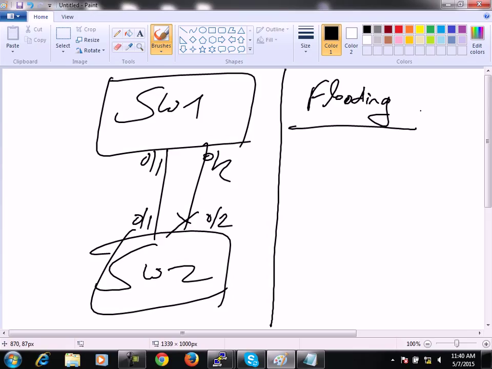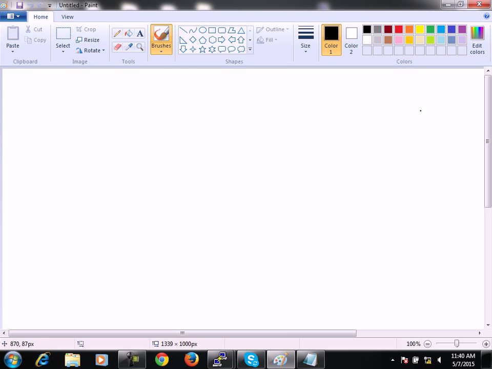And due to flooding only, there can be a bridging loop, right? If switches do not perform flooding, there will never be a bridging loop. Then after that, let's talk about STP now. Do you understand how a bridging loop occurs? Step by step: when a switch port receives a frame, it will perform flooding. The next switch will receive that frame, and again will perform flooding.